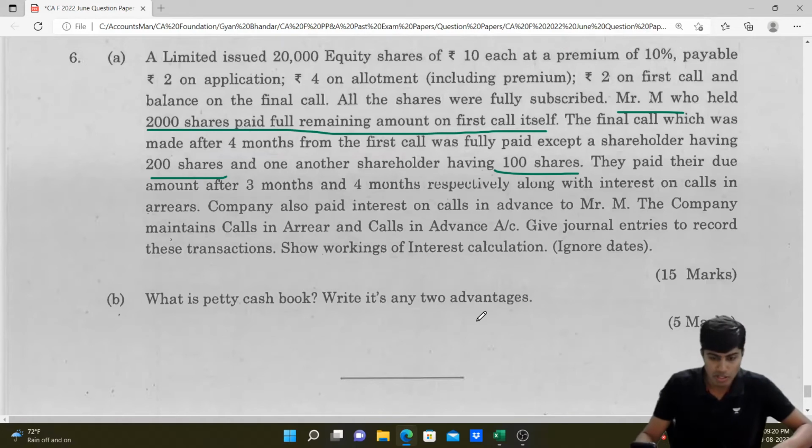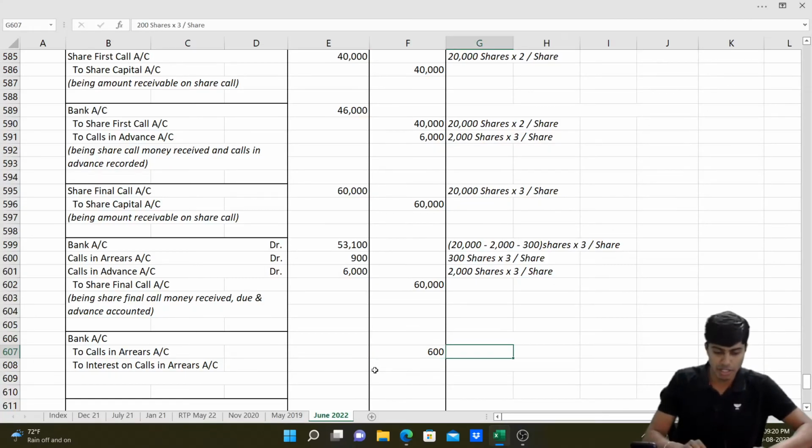Okay, no. There are two cases. First, you'll receive on 200 shares, that is at the end of 3 months. Then you'll receive on 100 shares at the end of 4 months. So first, let me write for those 200 shares into 3, 600.